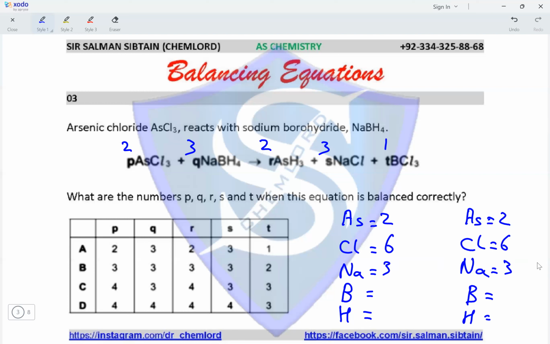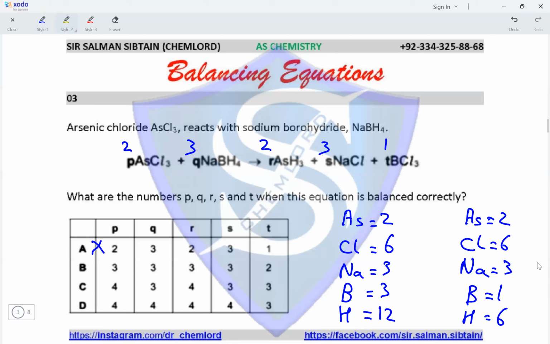For boron, we've got 3 atoms of boron on the left and 1 atom of boron on the right. So there is an inconsistency with the number of boron atoms. For hydrogen, we've got 4 threes are 12 hydrogen on the left, and on the right, we've got 3 twos are 6 hydrogen on the right. So hydrogen atoms are also inconsistent, eliminating option A.